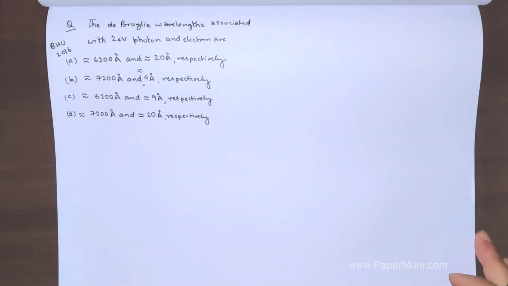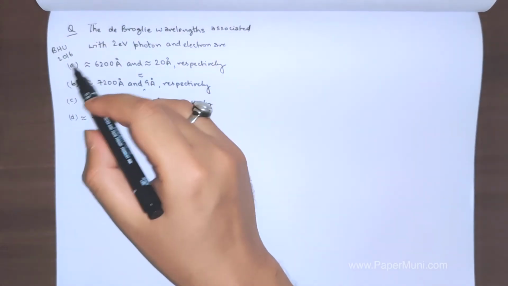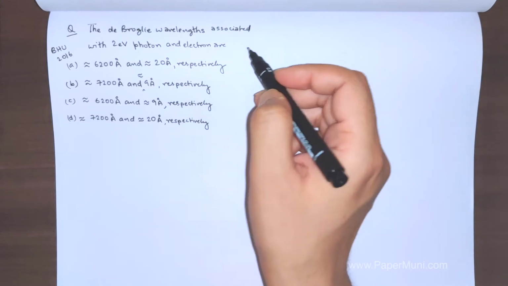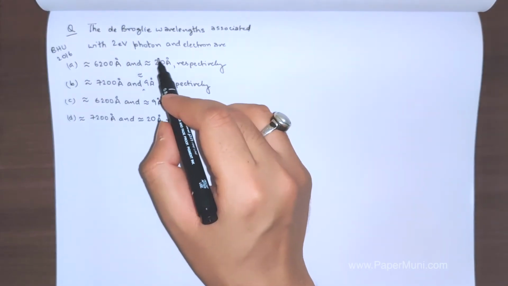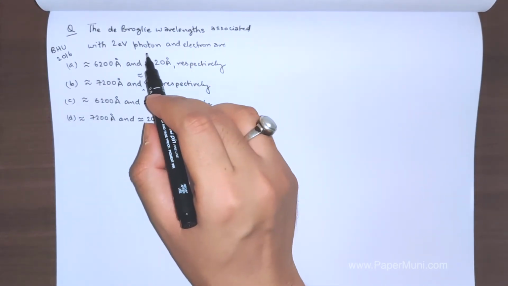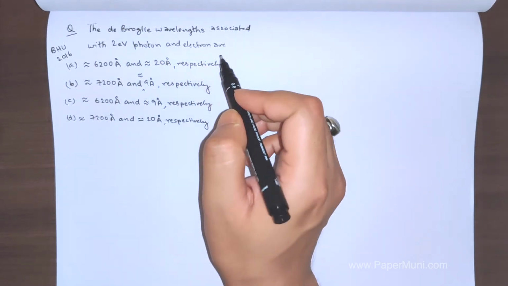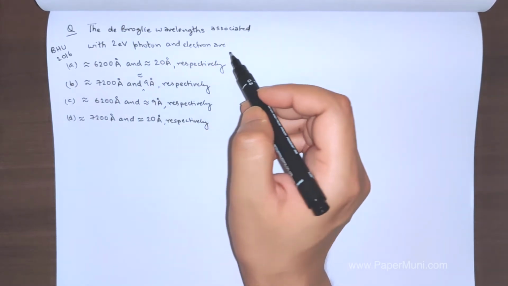Now, this is a very basic question which was asked in BHU 2016. It says: the de Broglie wavelength associated with 2 electron volt for photon and electron. See, both the photon has energy 2 electron volt and the electron has energy 2 electron volt. So it asks, what are the de Broglie wavelengths, right?